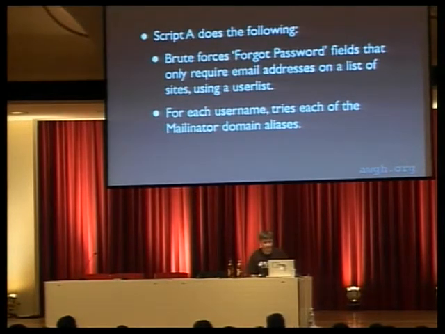But the first script simply brute forces the forget password field on a list of sites, and tries every email address or every username from a list of usernames combined with all of the aliases from Mailinator. So it'll try Bob at Mailinator and Bob at SoGetThis and so on, right? So the idea would be that you would point this at some site that you wanted accounts on for some reason, and it would just go through the list. They're probably not looking for this sort of attack. And anytime it gets a hit, it's going to issue an email to Mailinator that will have either a password reset link or sometimes the plain text password, which is a big no-no.